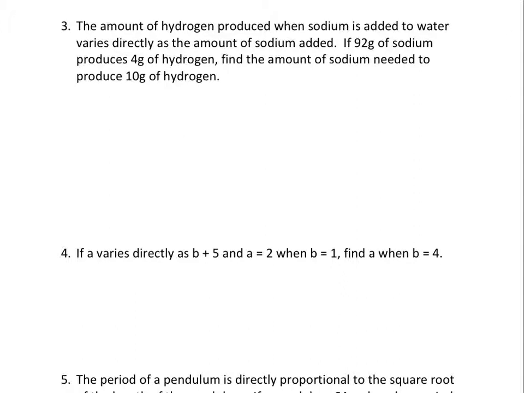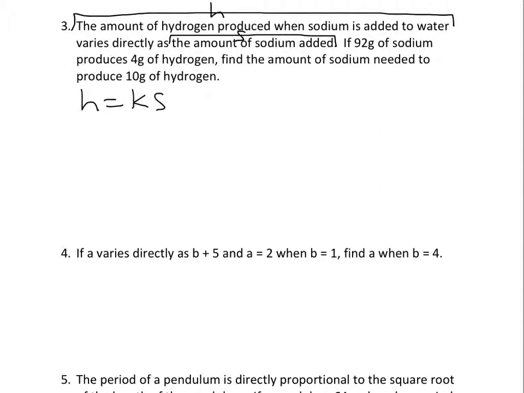Right, so to start here, we've got the amount of hydrogen produced when sodium is added to water varies directly as the amount of sodium added. So this whole thing here varies directly to this whole thing. Okay, so those are going to be our two variables. We'll call the hydrogen one H and the sodium one here S. Okay, so that helps us create our equation H equals Ks.